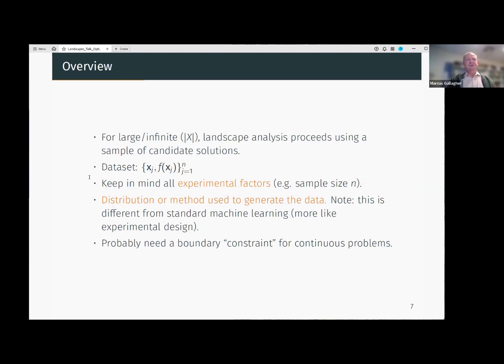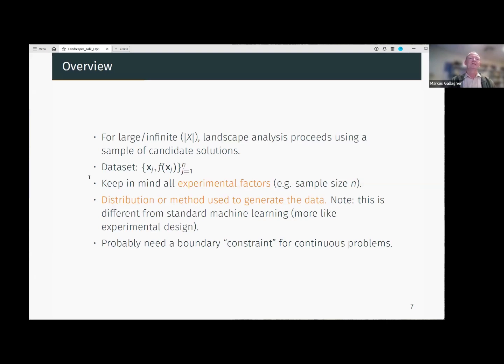There's also this issue of how we choose the data, how we create the sample. So a lot of the data set here might look very much like a supervised machine learning problem, a regression problem, but the difference, I guess, to normal standard machine learning is that here we choose the X data that we want to be labeled or we want to evaluate.